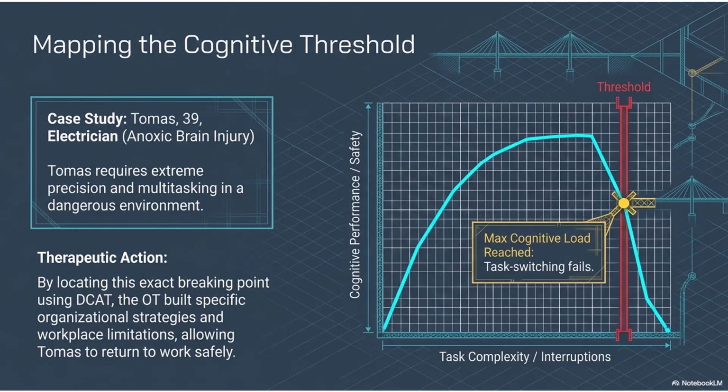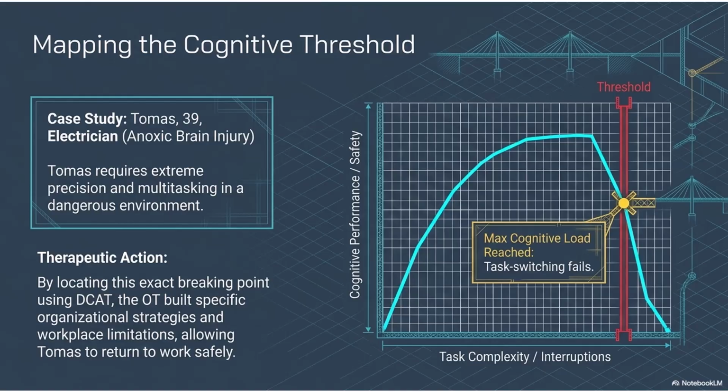Our next case involves Tomas, a 39-year-old electrician who sustained severe burns and an anoxic brain injury. Tomas's primary challenges were task switching and multitasking, skills critical for a busy electrician. By utilizing DCAT situational assessments and increasing levels of demand, the occupational therapist was able to pinpoint exactly where his cognitive load capacity maxed out. With this data, the OT helped Tomas adopt better organizational strategies.